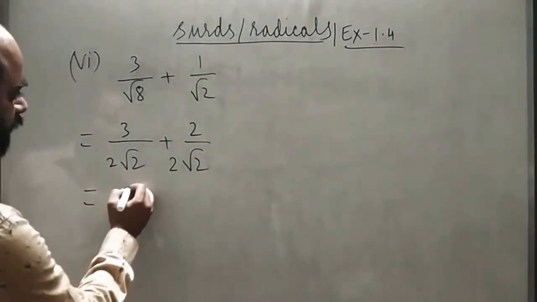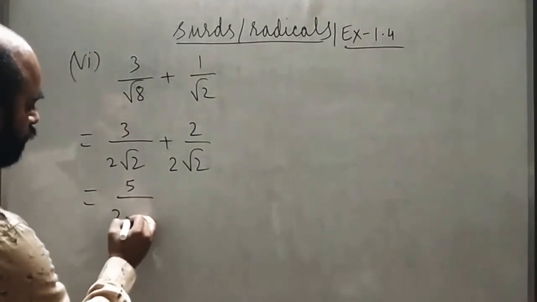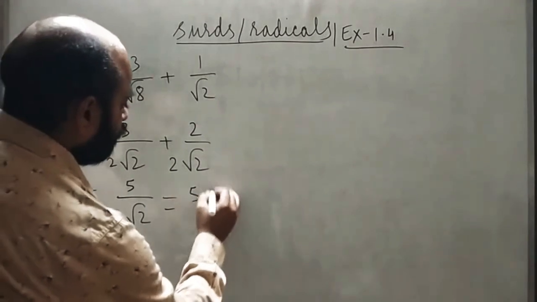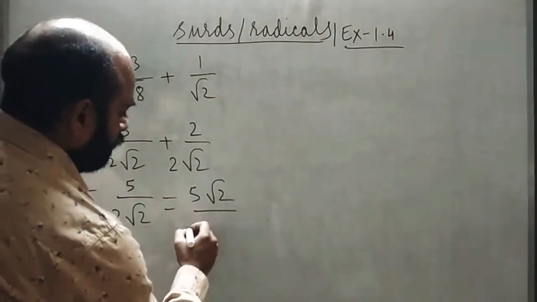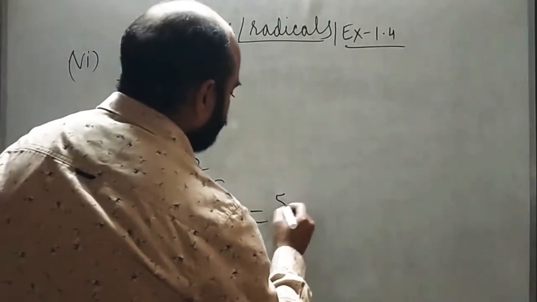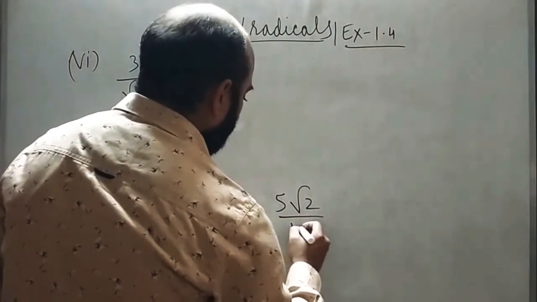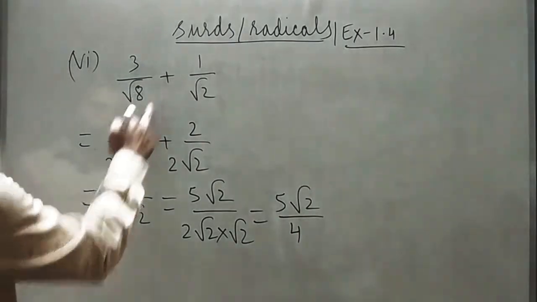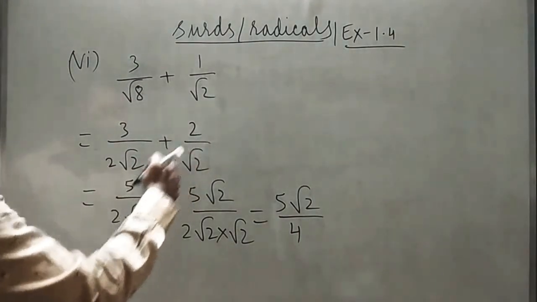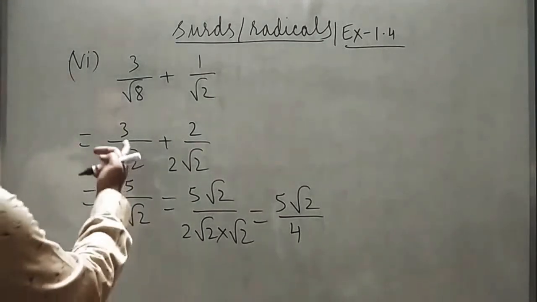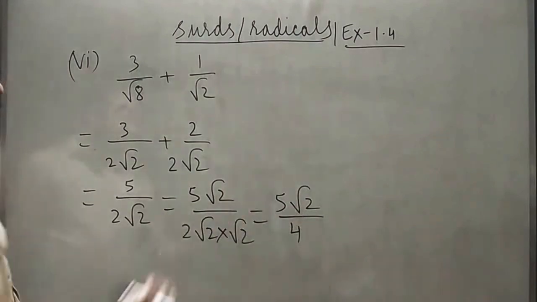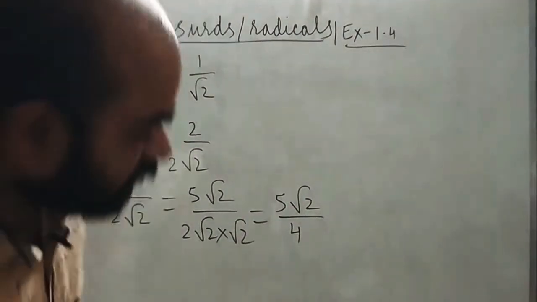So finally we are having 3 plus 2, 5 upon 2 root 2, or we can rationalize, then this will become 5 root 2 upon 2 root 2 into root 2. This can be multiplied, both numerator and denominator, by 2. So denominators are same. So this is the answer.